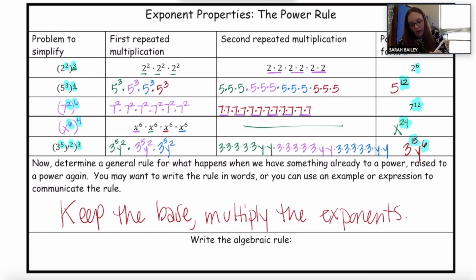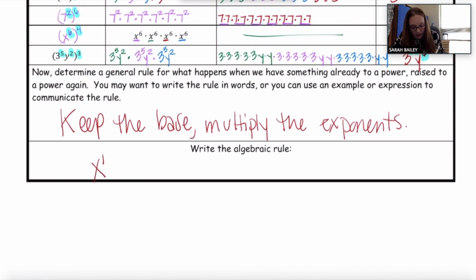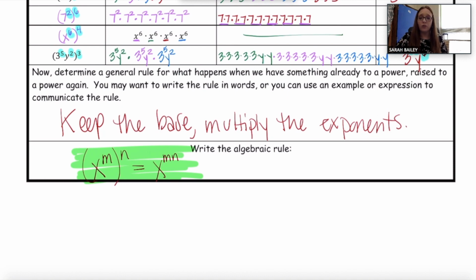So how do I write this rule algebraically? Again, I'm going to start off with that x to the m power. So you have some exponential expression, and then it's in parentheses, and outside of the parentheses, you have a different exponent, to the n power, we'll say. So what are you supposed to do? We said multiply the exponents. So mn, which is what I've written here, means that you're multiplying those exponents. So this is your main rule. Okay, let's do a couple more examples just to make sure we understand.